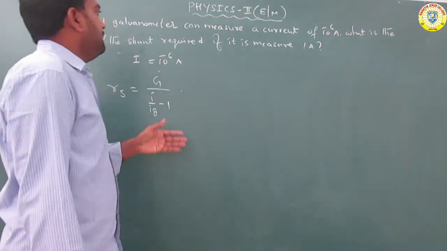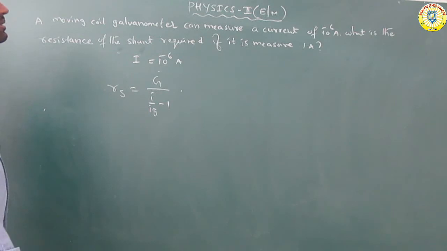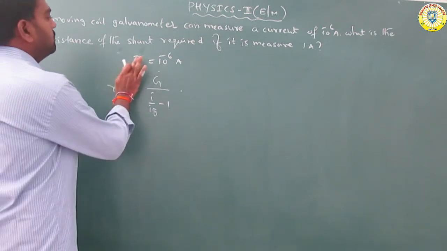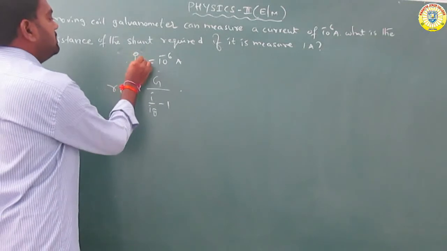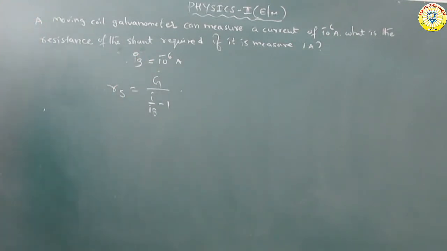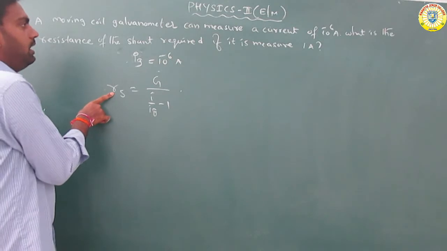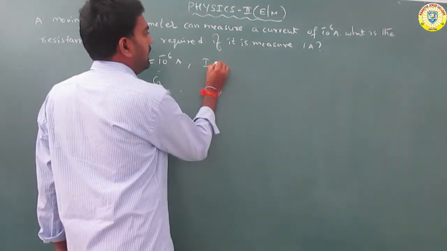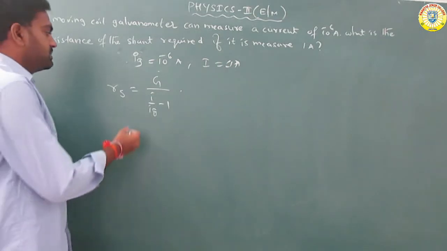Here it is given that the moving coil galvanometer can measure a current, so Ig is equal to 10 to the power of minus 6 amps. What is the resistance of the shunt required to measure the current I equal to 1 amp? Okay, so now we substitute into the equation.